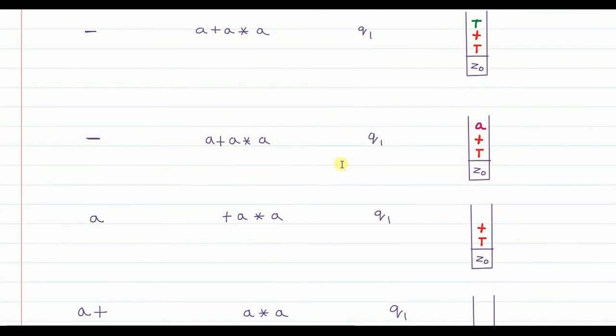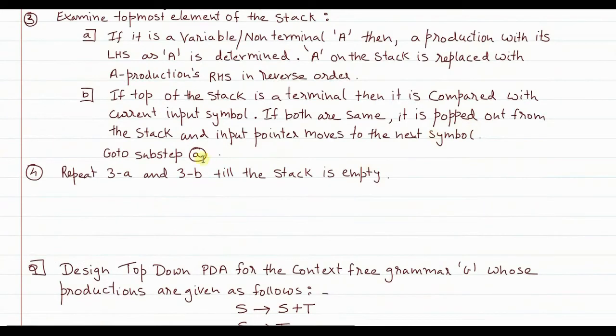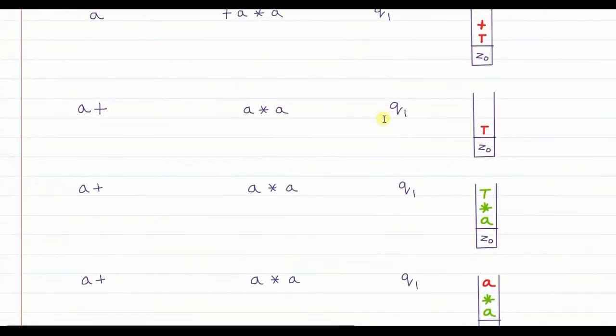So far nothing is read. But now what is happening? Who is there on top of the stack? Top of the stack is now a terminal symbol. So go to step A again. Is the topmost element of the stack now a non-terminal? No. So I cannot execute A. Then I go to step 3B. If the topmost element of the stack is a terminal, then it is compared with the current input symbol. So far the input symbol was not read. So now you will read the current input symbol and compare it with the topmost element of the stack. If both are the same, then popping will happen and the pointer will move to the next input symbol. Very simple, right?